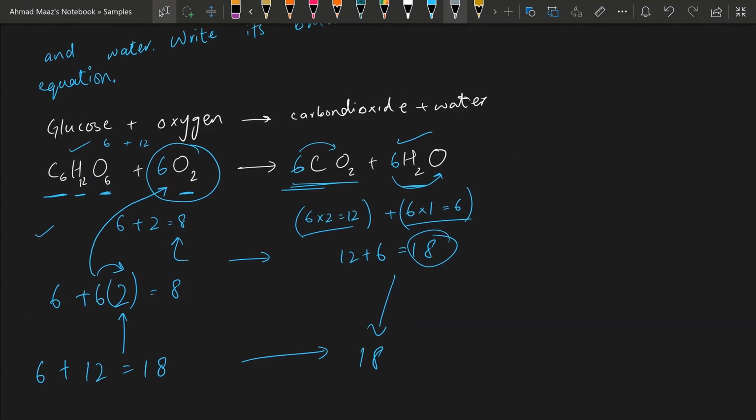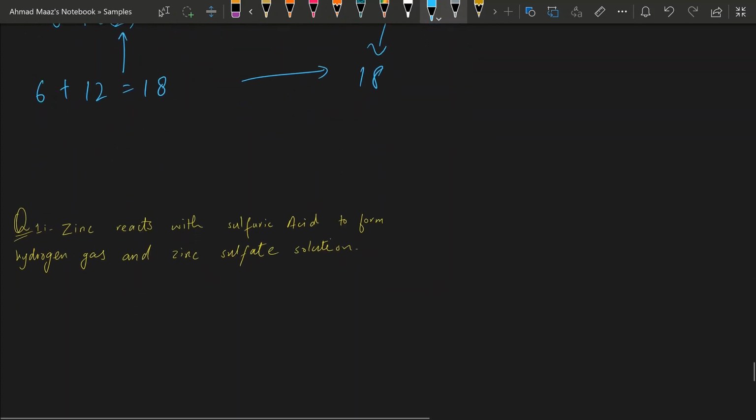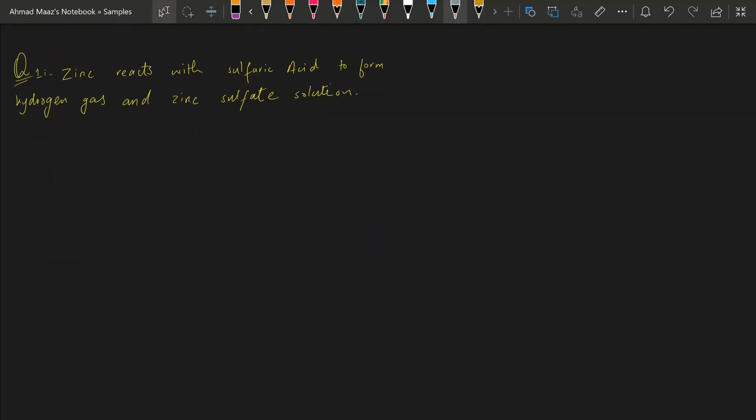Just a little understanding, a little interpretation of the whole equation is required. Do not worry, I've given you enough questions to practice. I've given you a worksheet to solve. If you do this nicely, if you practice it, you'll be fine by balancing these equations. Let's do one more example.